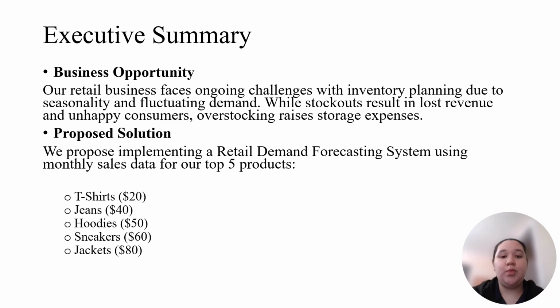To solve this, we propose implementing a retail demand forecasting system. We use monthly sales data for our 5 core products: t-shirts, jeans, hoodies, sneakers, and jackets. Using this historical data, we aim to produce accurate Year 3 demand forecasts to guide smarter purchasing and inventory planning.